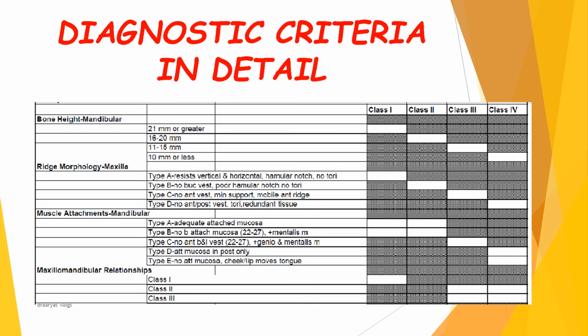Then class 3, it is substantially compromised. Bone height is type 3, that is 11 to 15 mm. Ridge morphology is type C. Muscle attachment is type C. And the maxilla-mandibular relationship is class 2 or 3. And class 4, severely compromised. Bone height is type 4, that is 10 mm or less. Ridge morphology is type D. Muscle attachment is type D. And the maxilla-mandibular relationship is class 2 or 3.